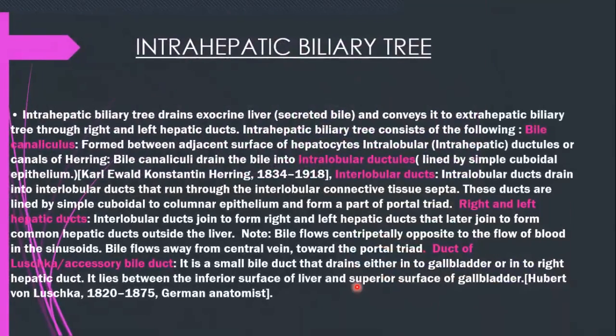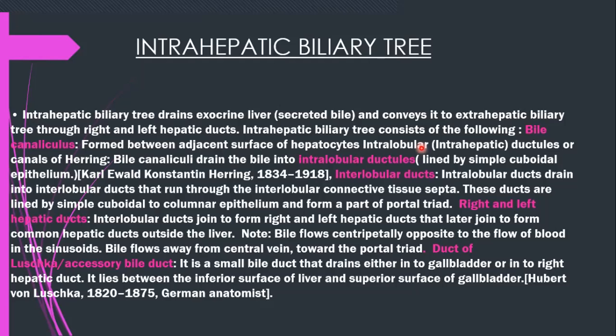Now let's look at the intrahepatic biliary tree. The intrahepatic biliary tree usually drains the exocrine part of the liver, that is the secreted bile, and conveys it to the extrahepatic biliary tree through the right and the left hepatic ducts. The intrahepatic biliary tree consists of the following: bile canaliculi, which are formed between adjacent surfaces of hepatocytes.